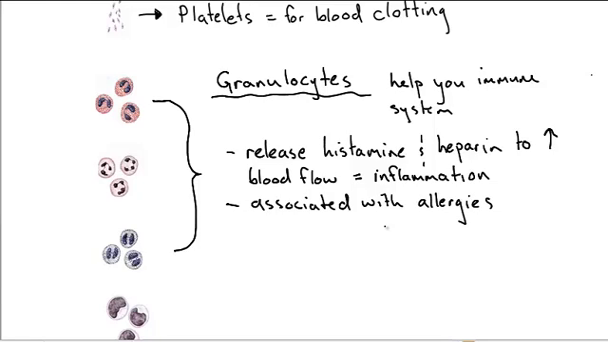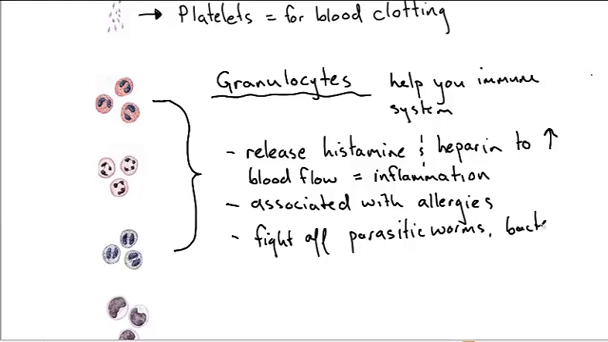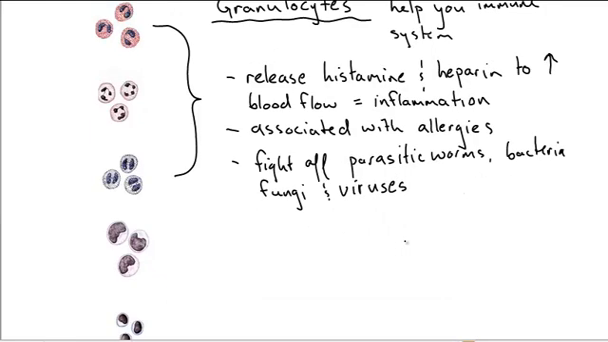And they also have one more job. When they float there, they do phagocytosis, and they're used to fight off parasitic worms, bacteria, fungi, and viruses, all of which are considered pathogens, things that we want to take up and destroy out of our body.